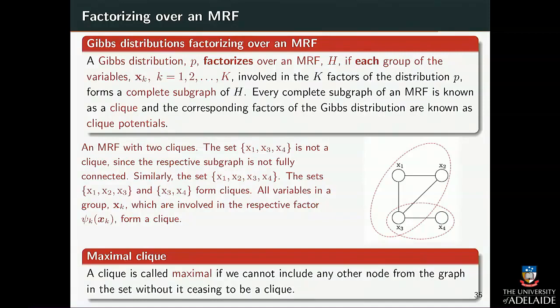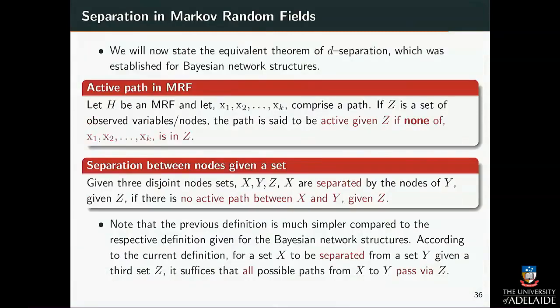But we cannot add X4 and have a clique because these are not connected, right? So it's not fully connected. Okay, so what does it mean that we have a Gibbs factor with these variables? The set of these variables, though, is useless, right? Because these are not connected. And so also X3 and X4 will be in another Gibbs factor. So we have essentially, in this case, two Gibbs factors in the distribution.